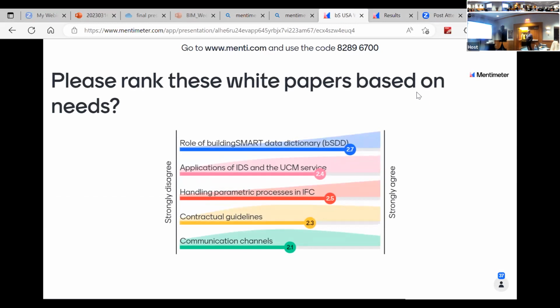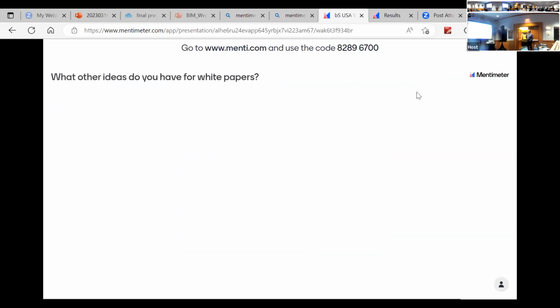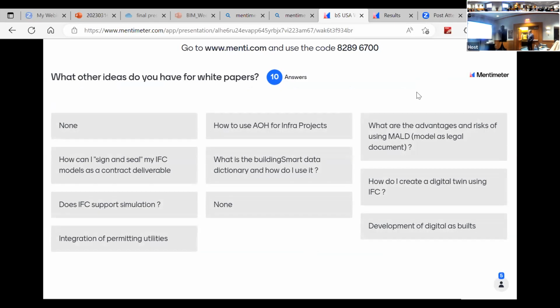White papers. The role of IFC inside that is strongly supported, all of them very strongly supported. They're all halfway, so they all have strong support one way or another. System models, managing survey data from ISC. That's interesting, that got quite the same rating. So yes, defining spatial questions up to work, managing on-site data. That's very good. Other ideas?